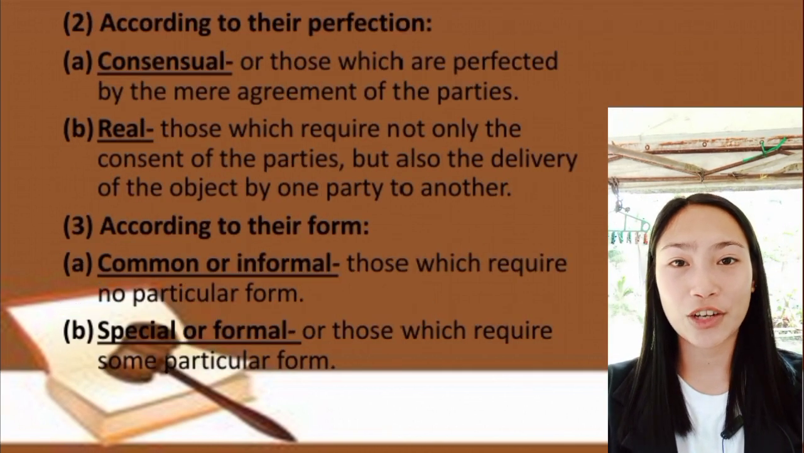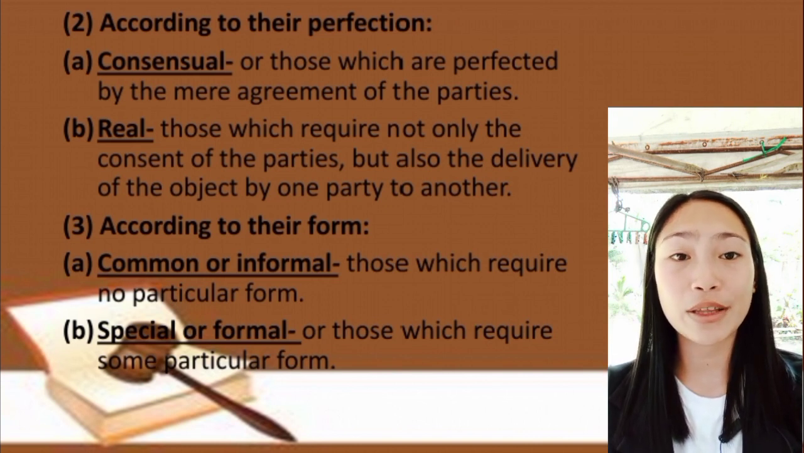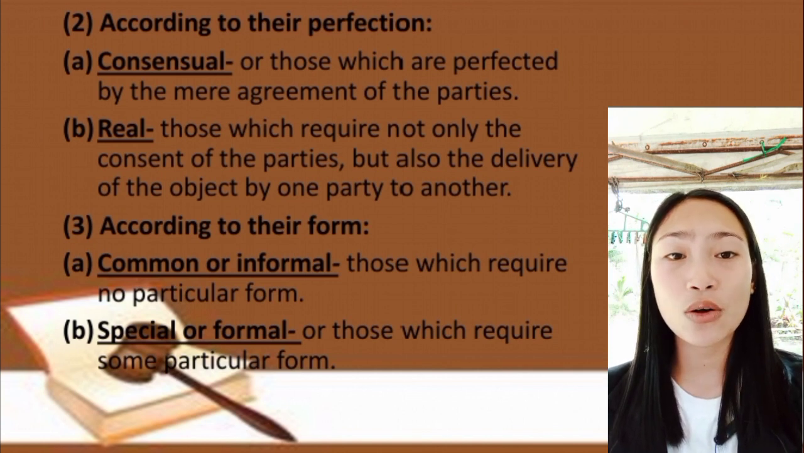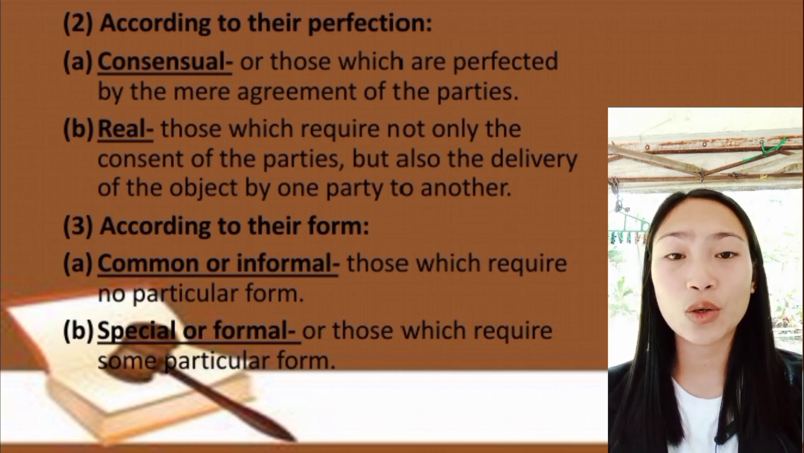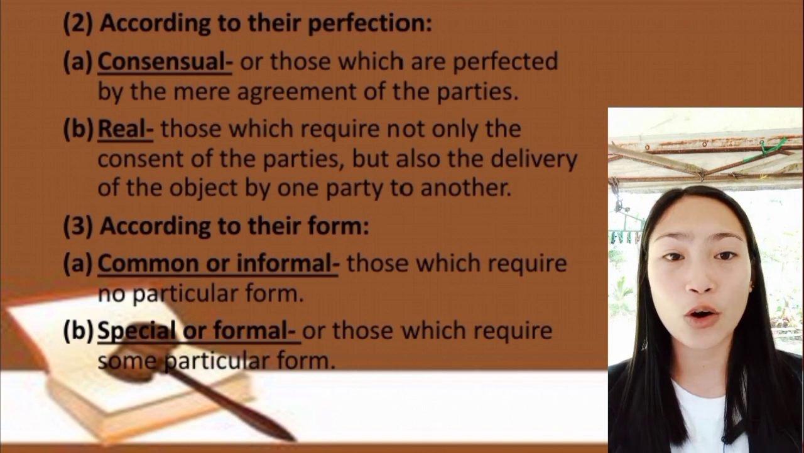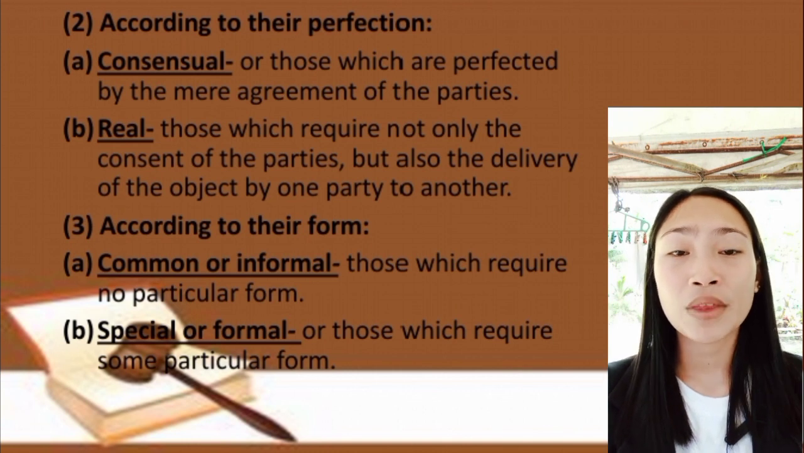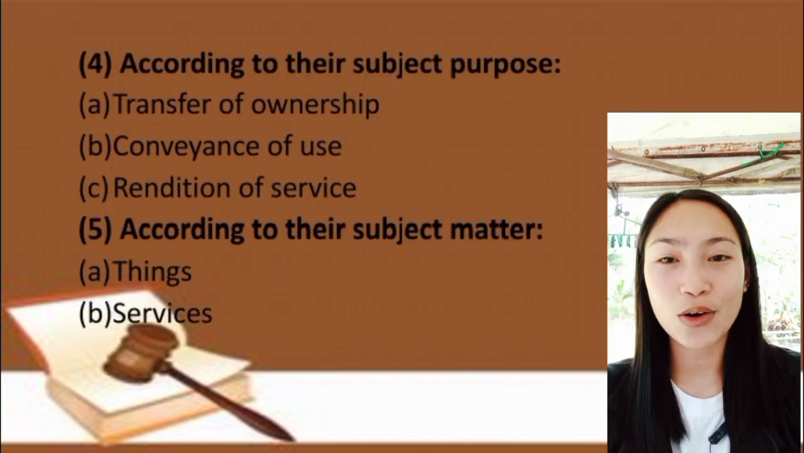According to their perfection, we have consensual, those which are perfected by the mere agreement of the parties, for example, sale and lease. Then we have real, those which require not only the consent of the parties but also the delivery of the object by one party to another. Examples are commodatum, deposit, and pledge. Then according to their form, we have common or informal, those which require no particular form. Example is loan. Then special or formal, those which require some particular form. Examples are donation and chattel mortgage.